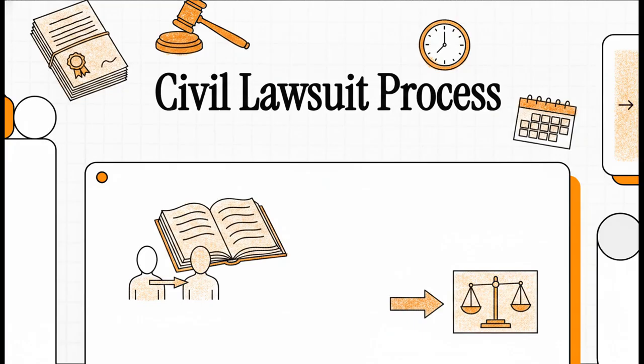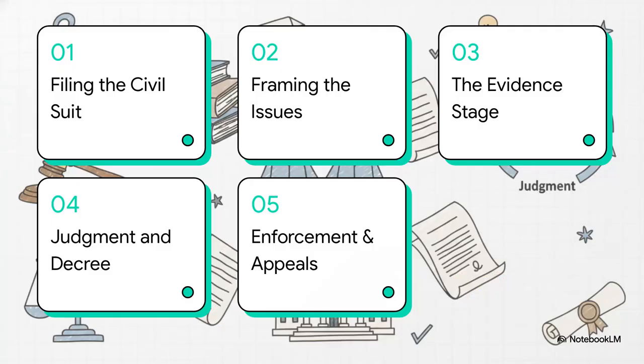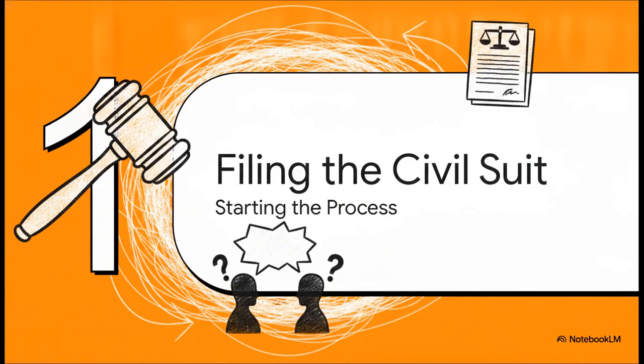Today, we're going to break down the entire civil lawsuit process step by step, from the moment a dispute arises to the moment a court delivers its final judgment, and even what happens after that if a losing party refuses to comply. We're going to follow a clear 5-step roadmap today. First, filing the civil suit. Second, framing the legal issues. Third, the evidence stage. Fourth, the judgment and the decree. And finally, enforcement and appeals. Let's jump right in. Step 1.